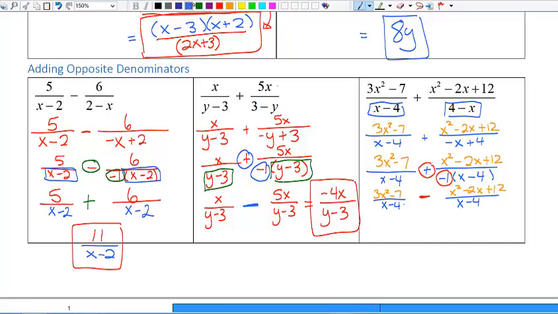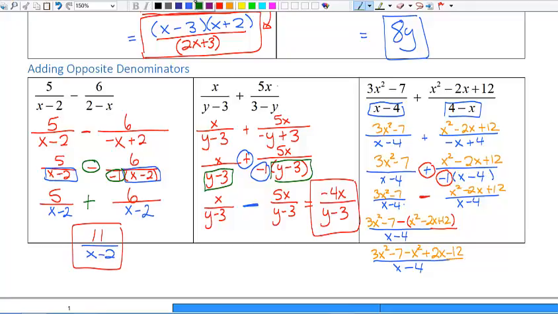At this point, I can combine like terms and subtract my numerators. The denominator will stay the same. And because this is a subtract problem with a polynomial in the back, I need to remember to put parentheses around the second numerator so that I'm not just subtracting the first term in that numerator, but I need to be subtracting all terms in that numerator, which gets me 3x squared minus 7 minus x squared plus 2x minus 12.